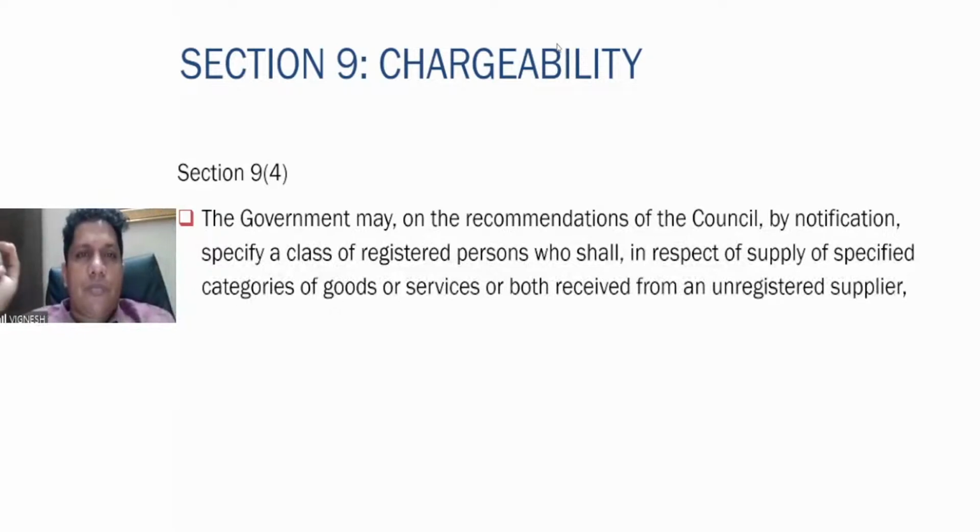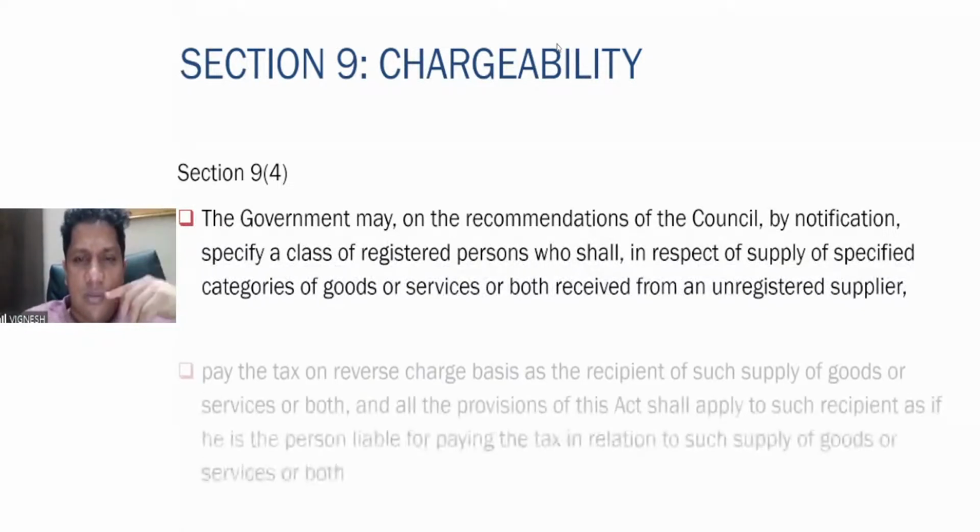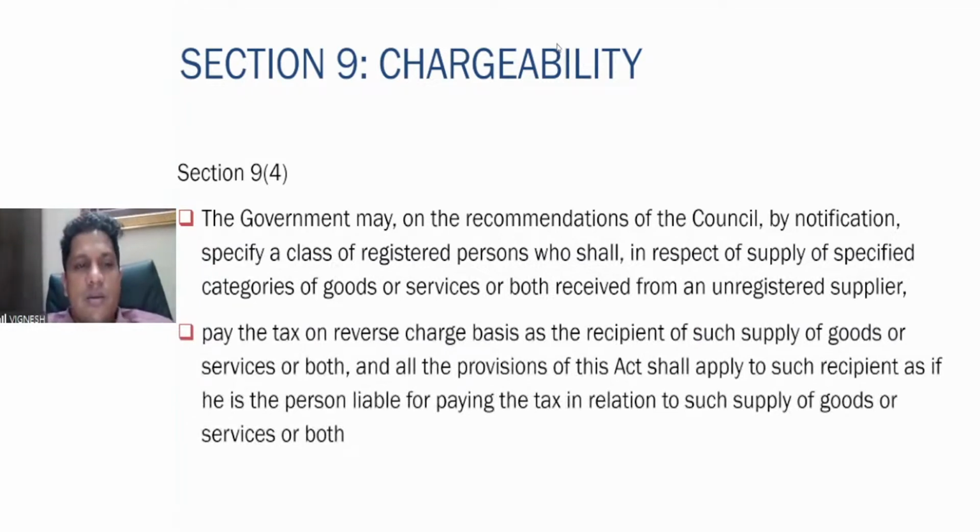9 subsection 4 speaks about, again, this is very similar to 9 subsection 3, but here the particular category depends on registered person and unregistered person. That is the difference. So what does it say? 9 subsection 4 says that the government may, on recommendations of the council, by notification, specify a class of registered persons who shall, in respect of supply of specified category of goods or services or both, received from an unregistered supplier, pay the tax on reverse charge basis as the recipient of such supply of goods or services. All the provisions will apply as if he is the person liable to pay the tax.